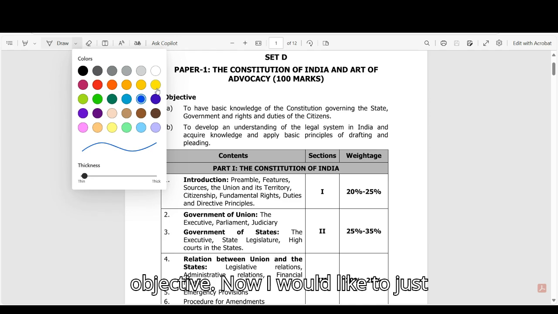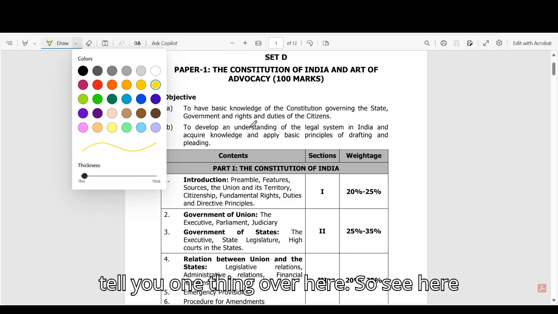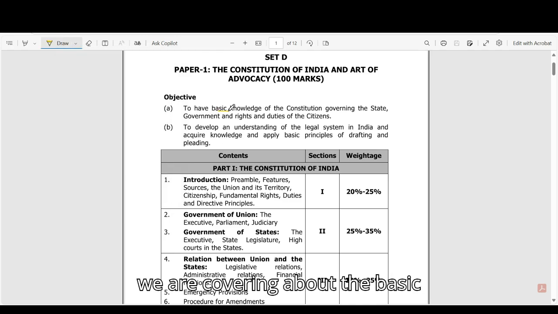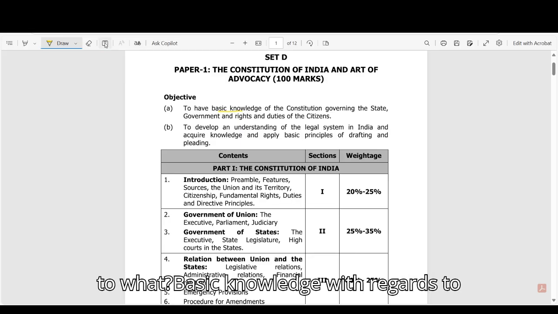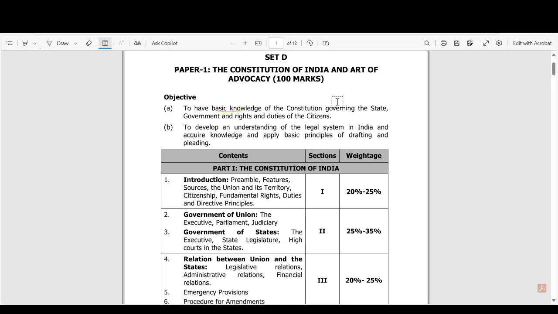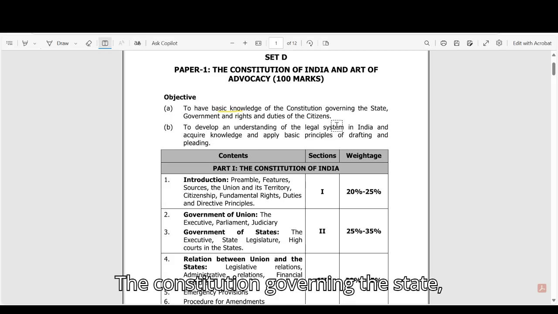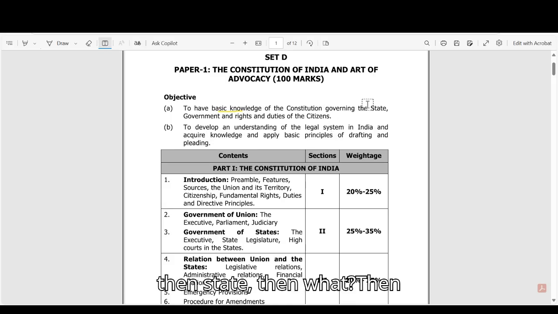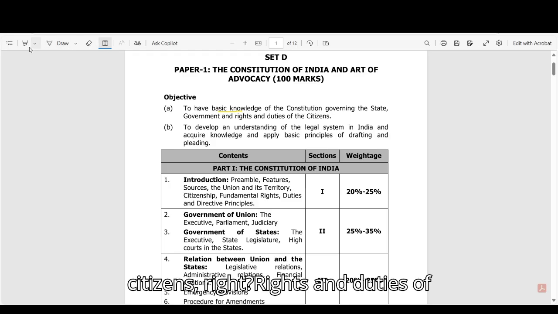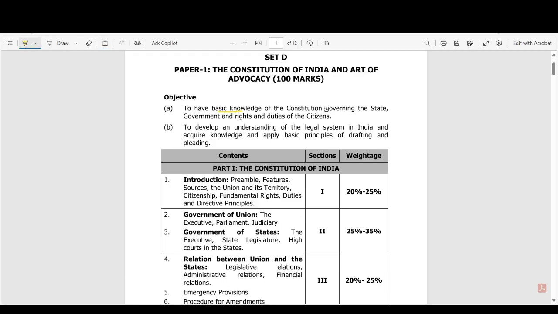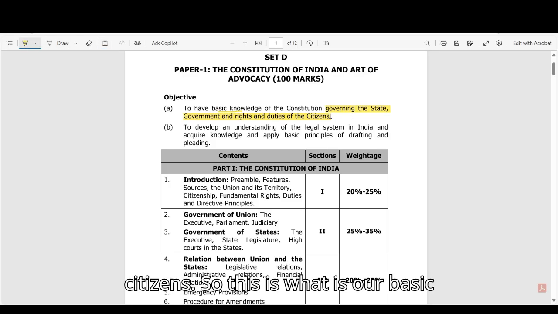Now I would like to tell you one thing over here. So see, here they are covering the basic knowledge. Basic knowledge with regards to what? Basic knowledge with regards to the constitution governing the state, then the government, rights and duties of citizens, right? Rights and duties of citizens. So this is our basic thing.